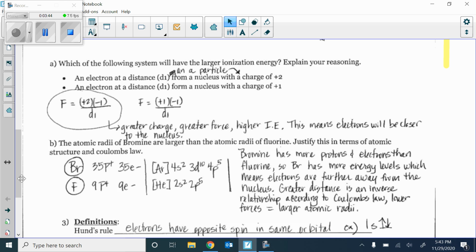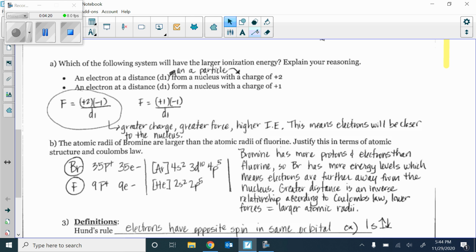Now, an electron at distance d, so just some sort of distance from the nucleus, and a particle with a charge of +2. And then we have that same distance with a particle with a charge of +1. You're not ever going to be asked to really calculate these, but you can see that I put in the charges there. If you do some math where the distance is the same, you can see that the one that I have circled is going to have the greater force, greater charge, and so higher ionization energy, meaning that it's going to be harder to remove that electron.